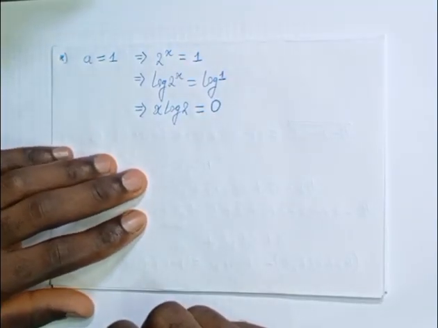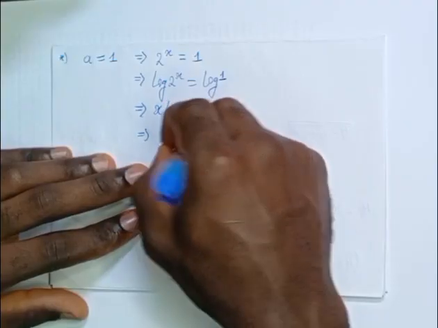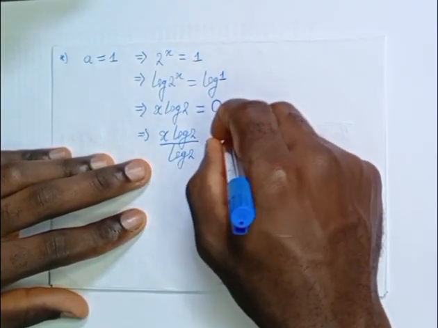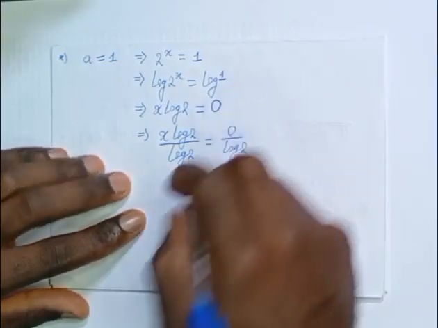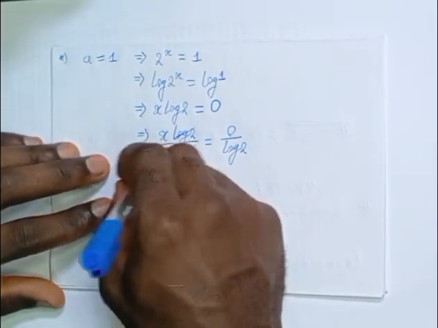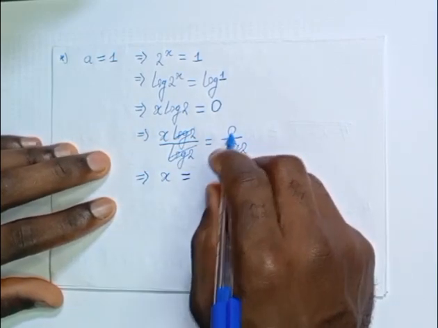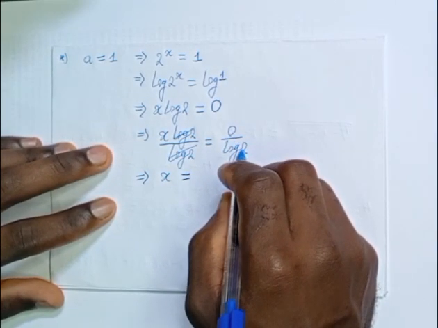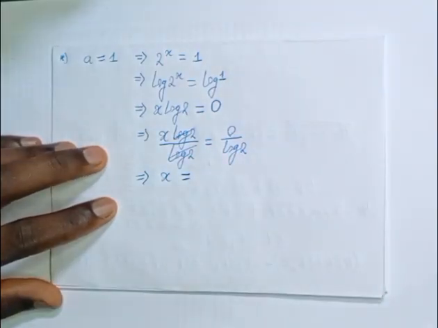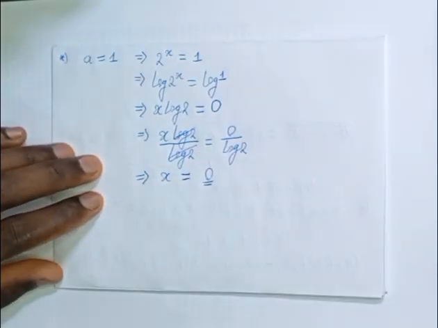Next, we are going to divide both sides by the log of 2, which is a constant. This will imply x log 2 divided by log 2 is equal to 0 divided by log 2. Log 2 will strike off log 2 at the left hand side. Then our x will be equal to 0 divided by log 2. Log 2 is a constant which is different from 0. 0 divided by any non-zero number gives us 0. This is the first solution.